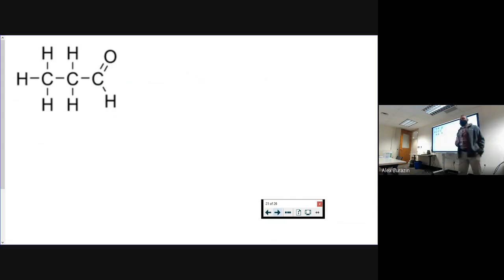What's the functional group? This is an aldehyde. An aldehyde is when you have a double bonded oxygen at the end of your carbon chain. Our prefix is going to be prop. If you look at the rules, it says propane, drop the E, replace the E with AL. So this turns into propanal.